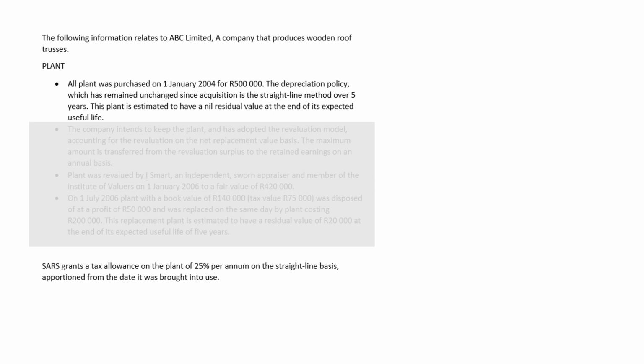The following information relates to ABC Limited, a company that produces wooden roof trusses. Plant. All plant was purchased on 1 Jan 04 for 500,000 rands. The depreciation policy, which has remained unchanged since acquisition, is the straight line method over 5 years. This plant is estimated to have a nil residual value at the end of its expected useful life. SARS grants a tax allowance on the plant of 25% per annum on the straight line basis, apportioned from the date it was brought into use.